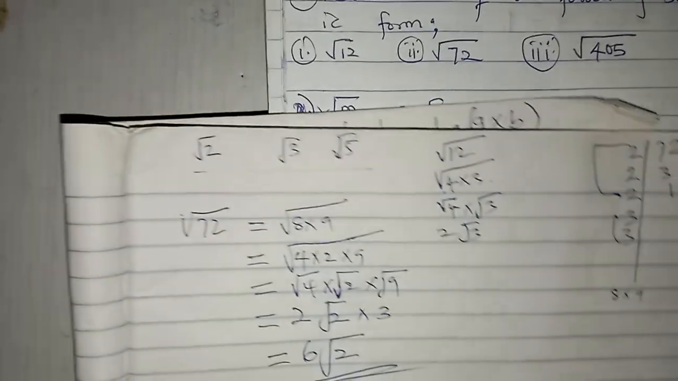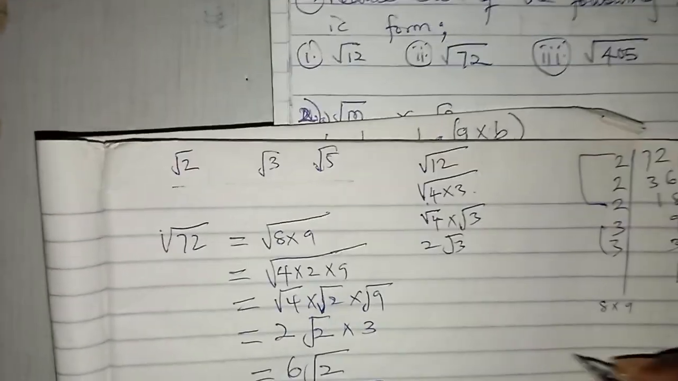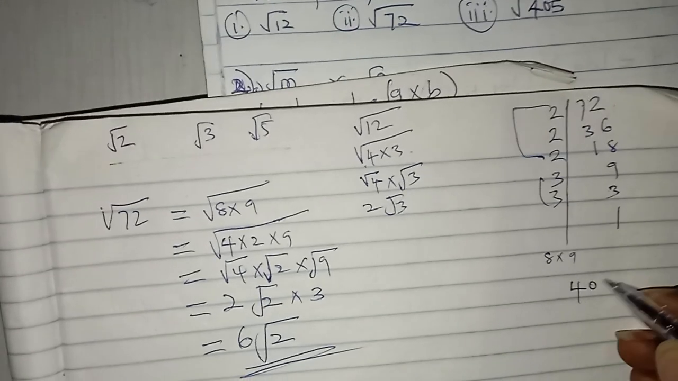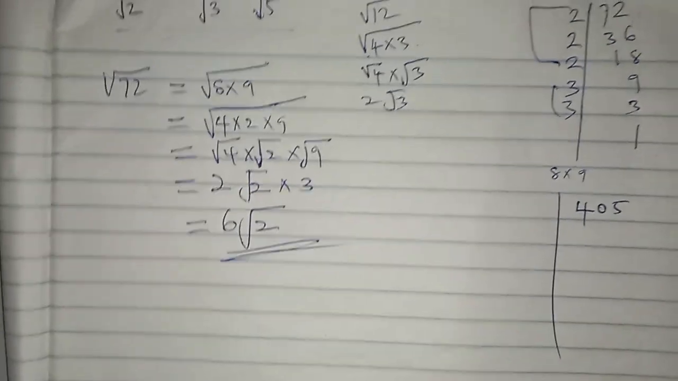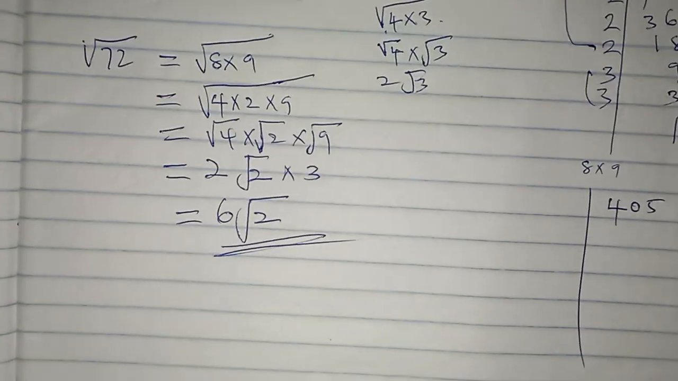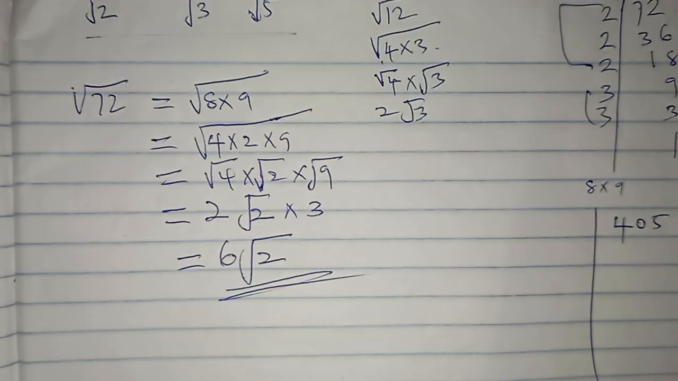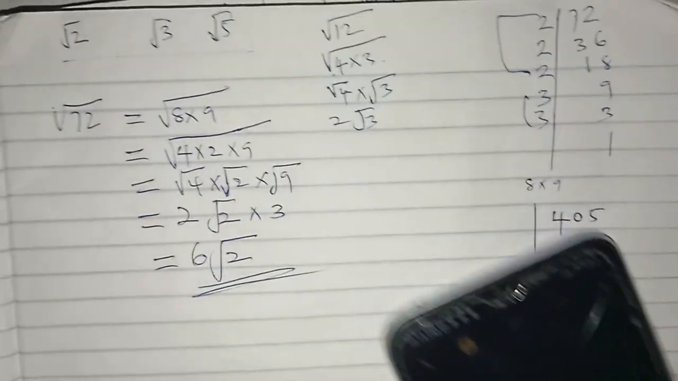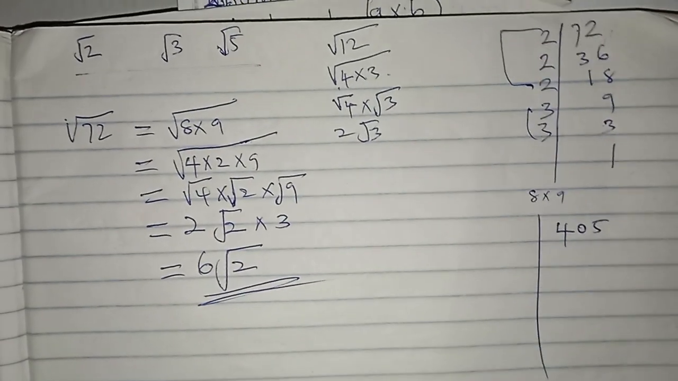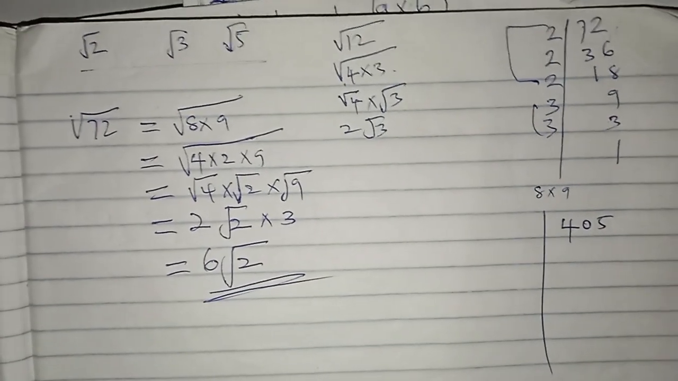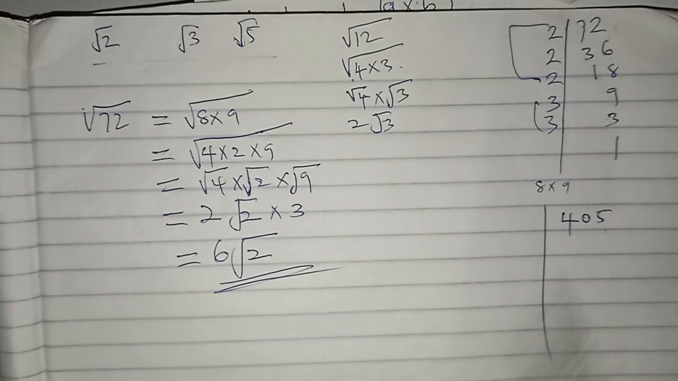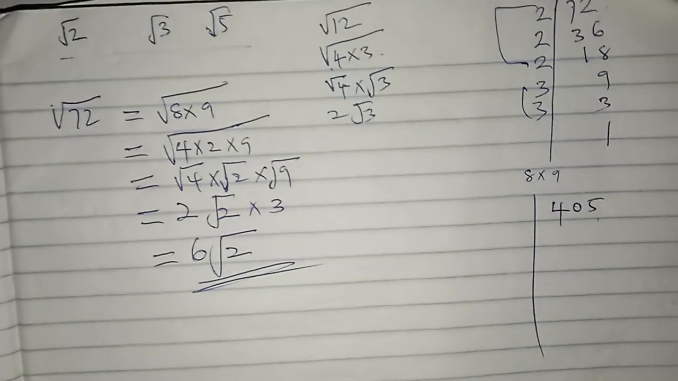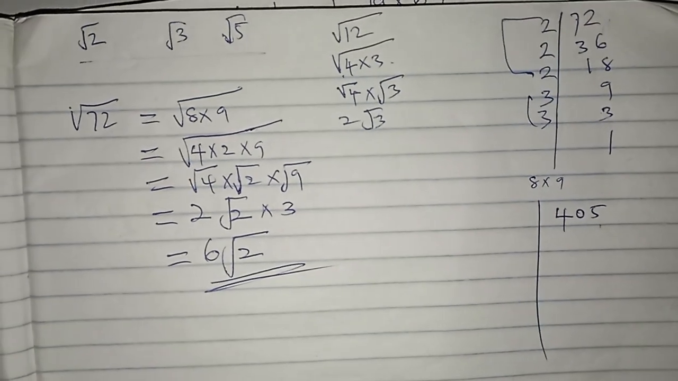So let's go to the next one. 405. So ask ourselves, what can divide 405? Let's start there. Since the last value is 5, let's say I divide by 5.